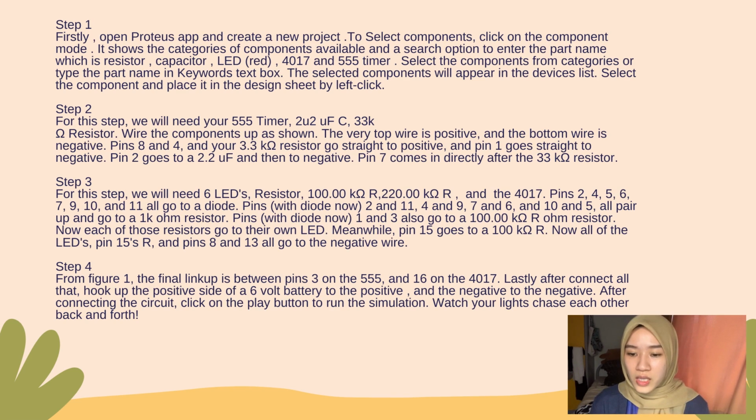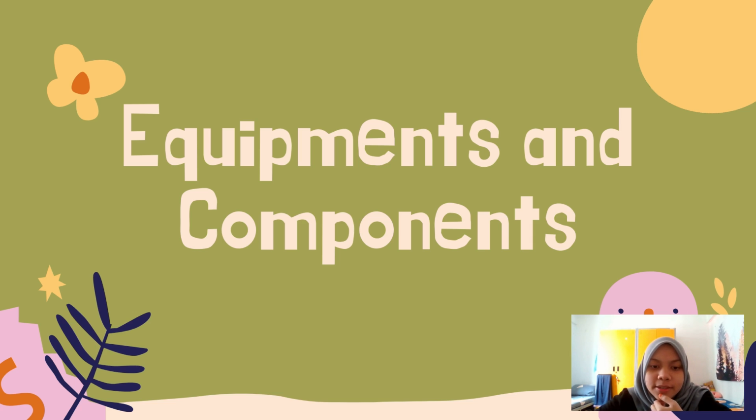So for step 4, after connecting all the connections, we hook up the positive and negative 6 volt battery. And then we run the simulation. So this is the simulation for our circuit. So next we're going to present about equipment and component.